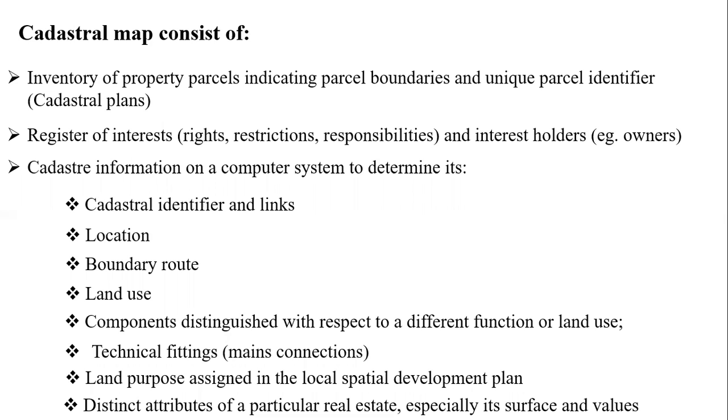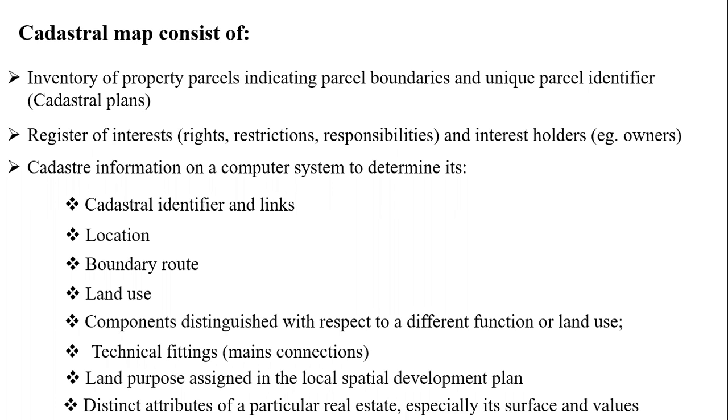How the land was technically fitted, and the land purpose for the local spatial development plan, and distinct attribution for the real estate purpose, as we discussed, especially surface and values. So this cadastral map will give all this information. It will give the information regarding what the location is, how the land should be used, and how we can distinguish the land between one part and another.